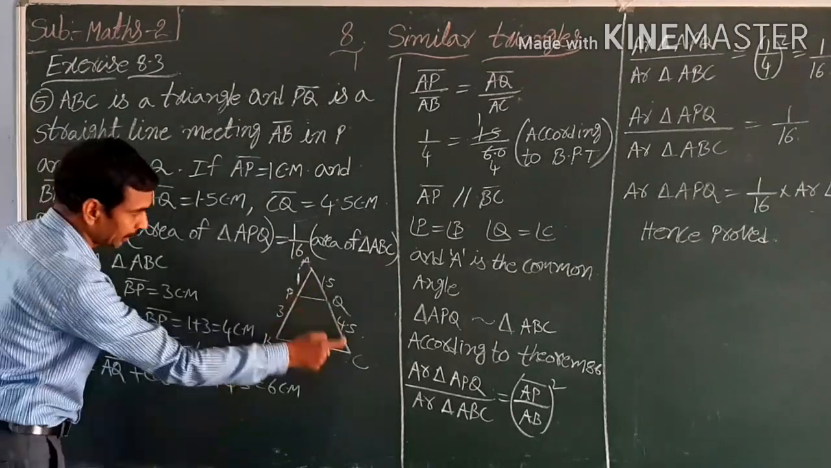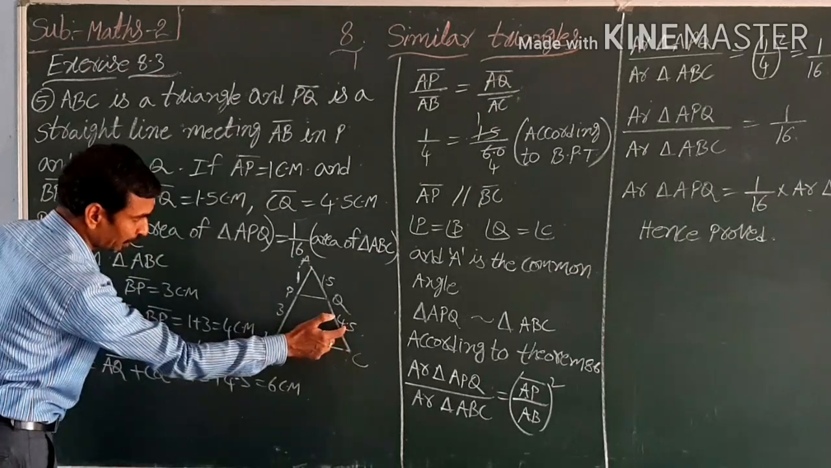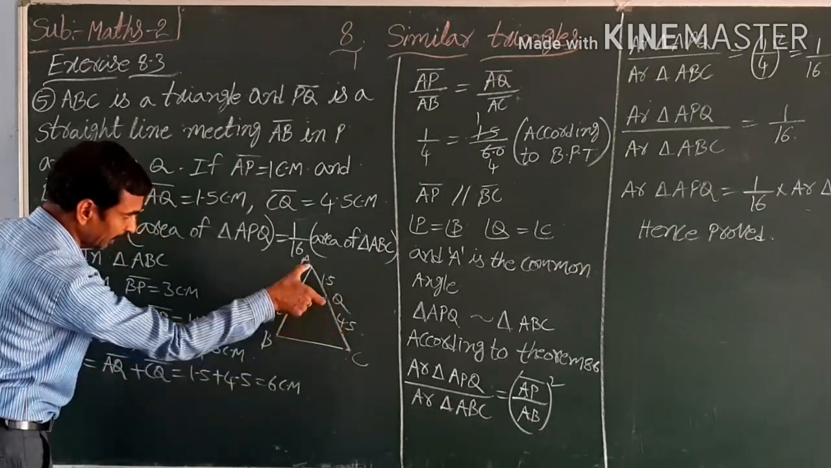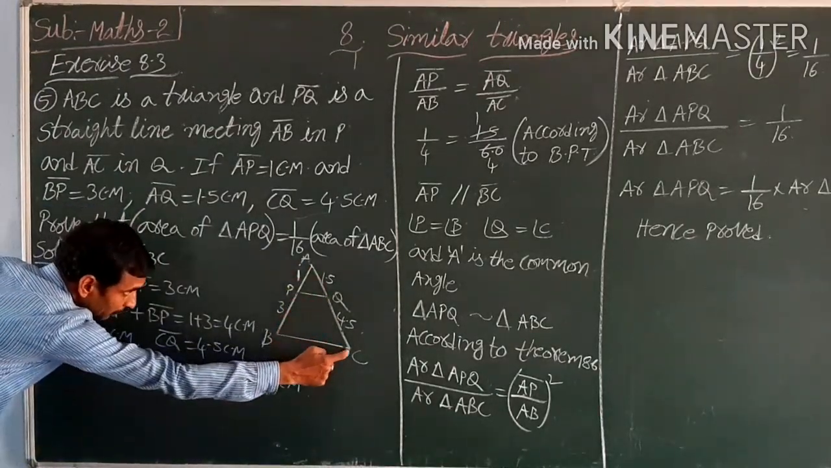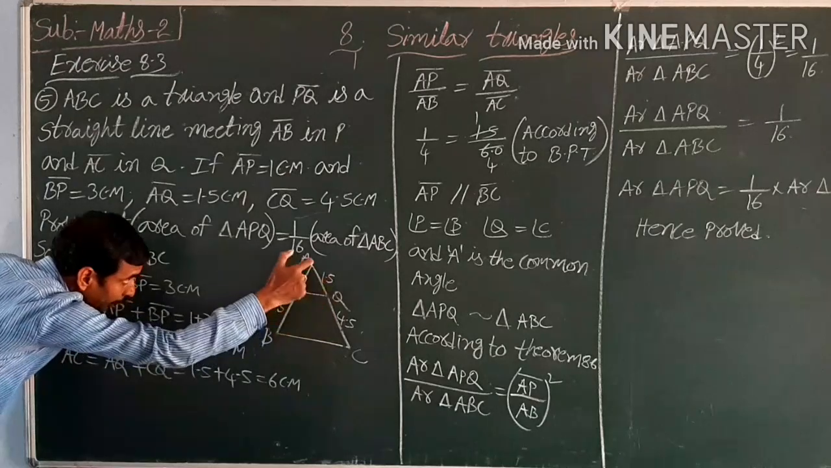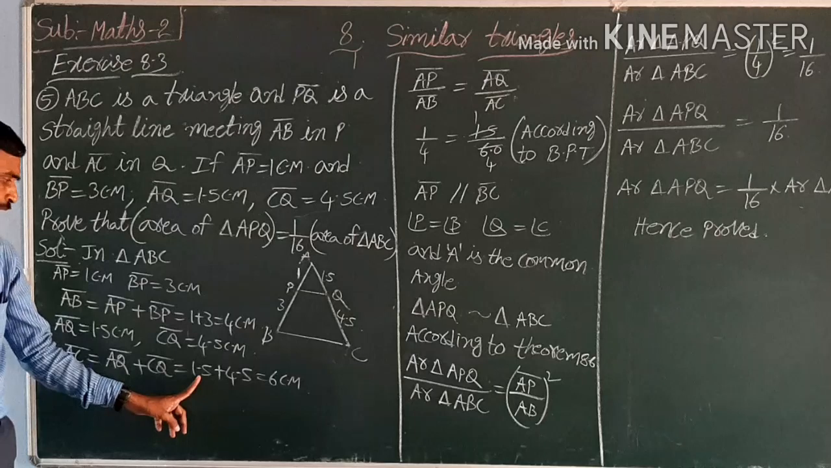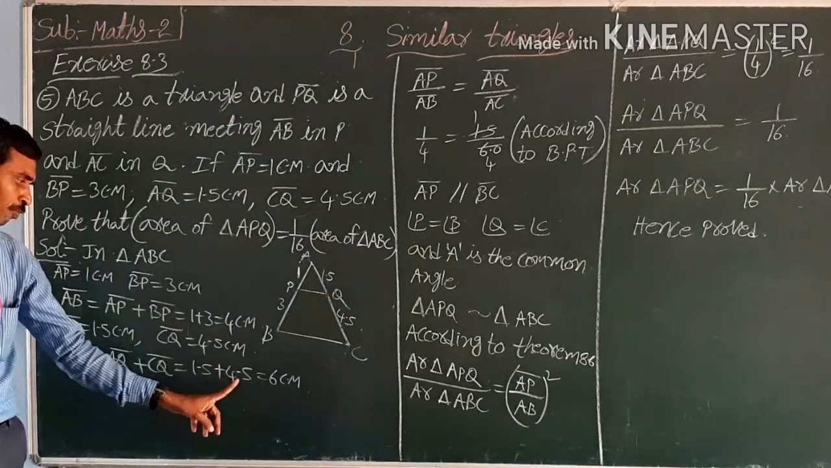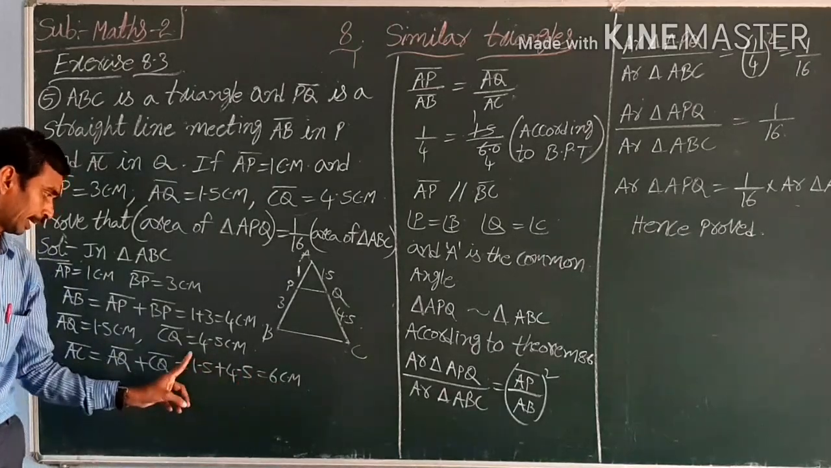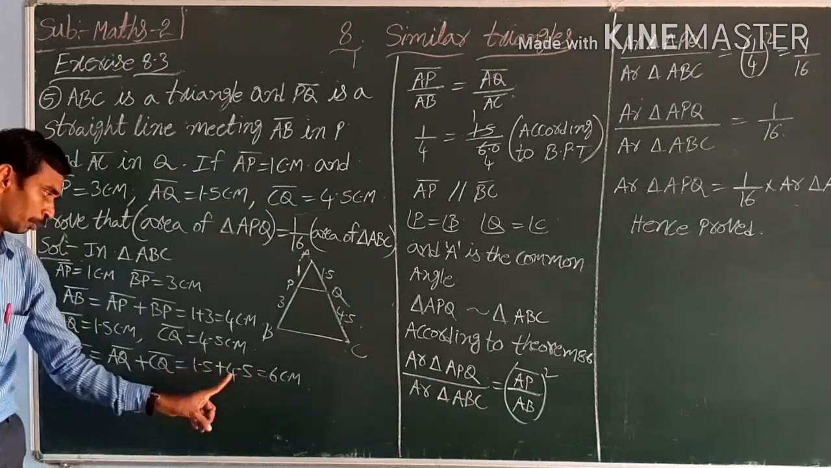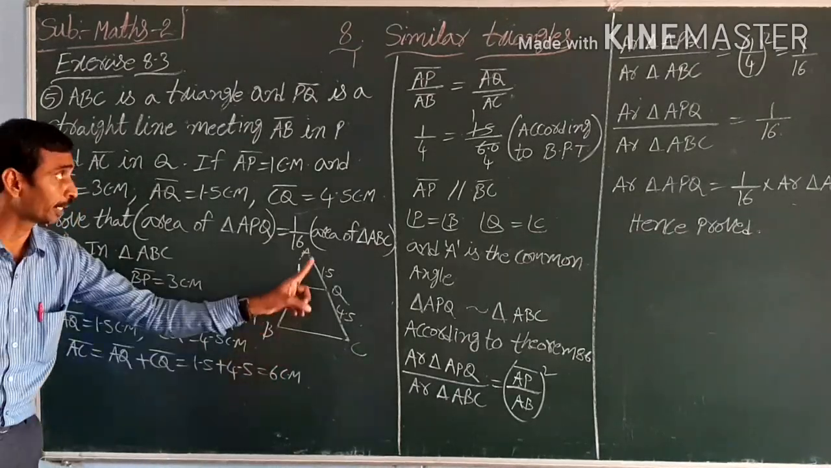Next you can take AC. Here AQ is equal to 1.5 centimeters and CQ is equal to 4.5 centimeters. Now we add both, AQ plus CQ, and adding means we are getting the total AC. 4.5 plus 1.5 is equal to 6 centimeters. AC is 6 centimeters.